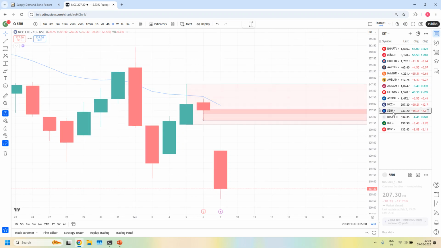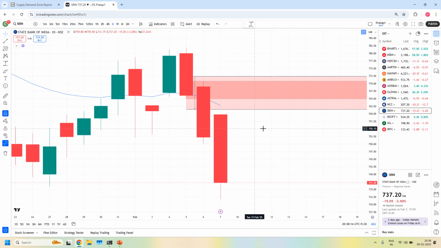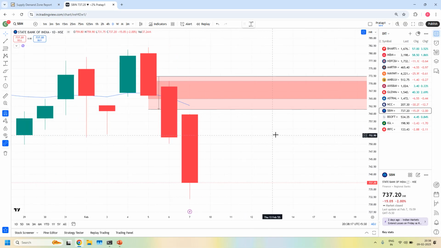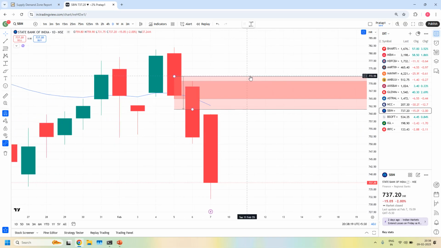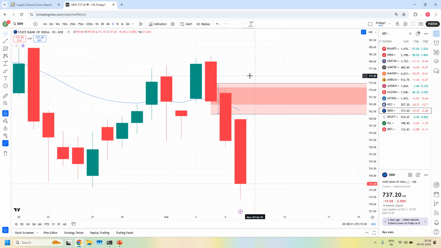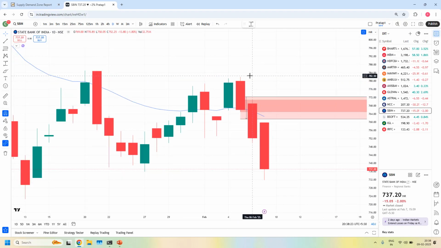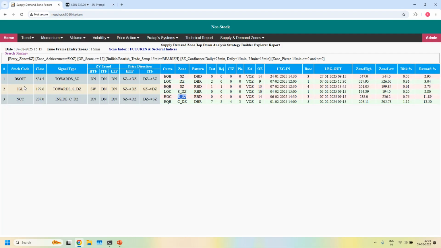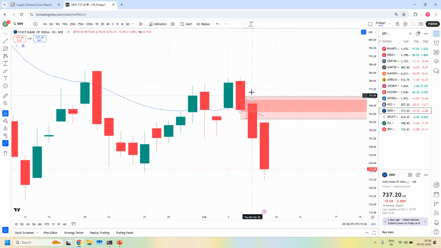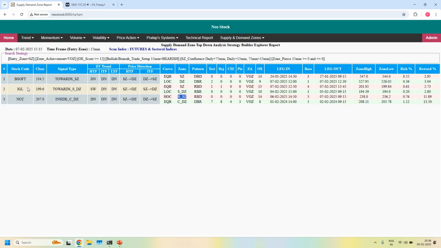And next one is State Bank of India. See, State Bank of India, no, State Bank of India is not listed, right? Yes, that is what I am wondering. I am searching where is the daily supply zone here. There is no daily supply zone. So State Bank of India is not listed.